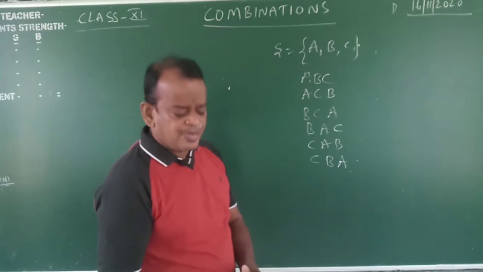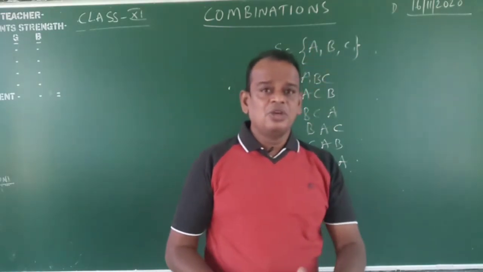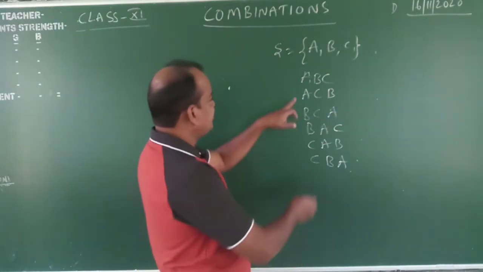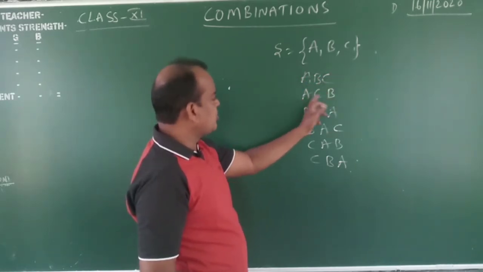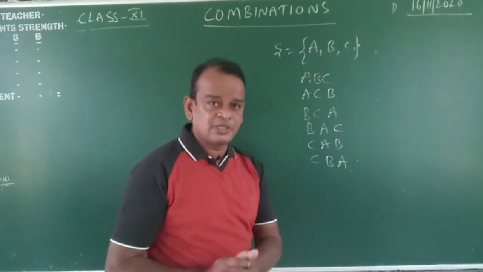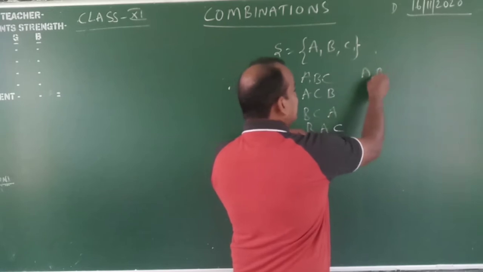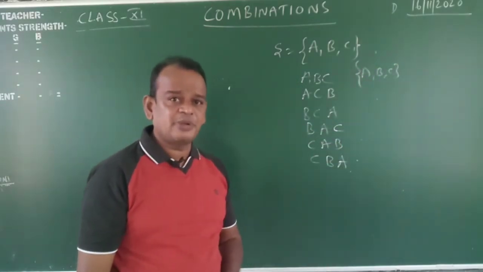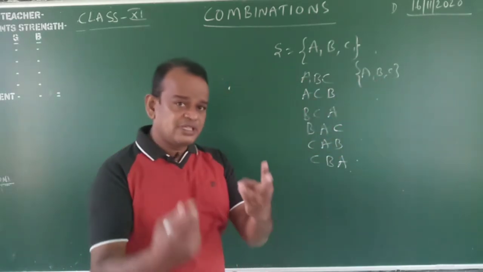Now suppose in the class 3 persons are there. Only we will select the 3 members: Raju, Ramu, Mohan. In every arrangement, the same persons are there. Selection means only this one, A, B, C. How many selections are possible? Only one selection is possible. All are the same selection.